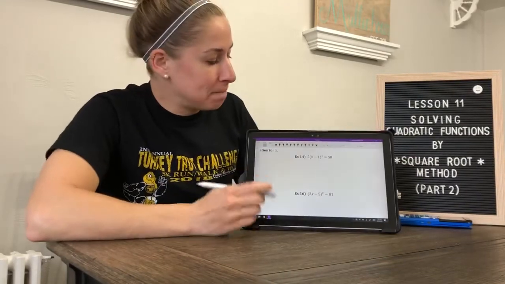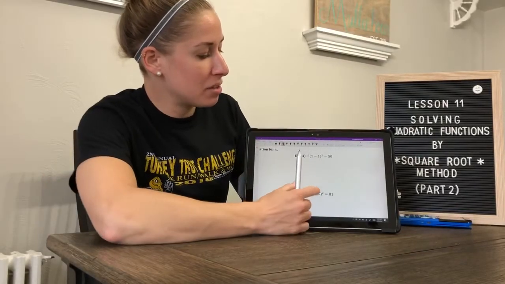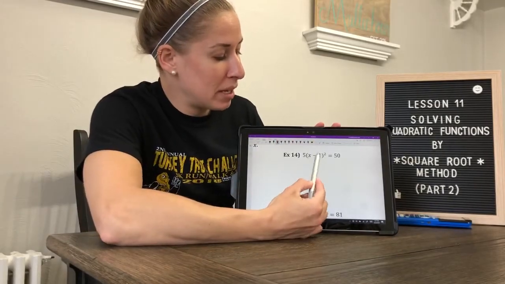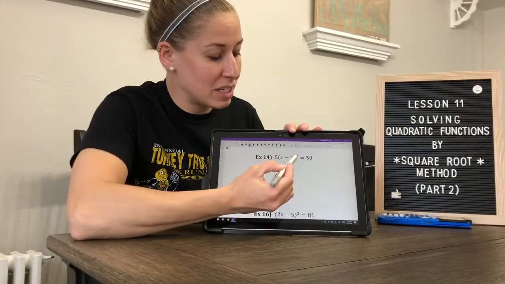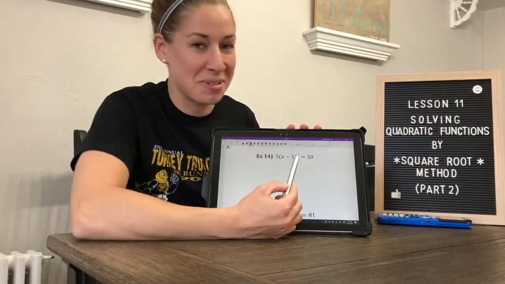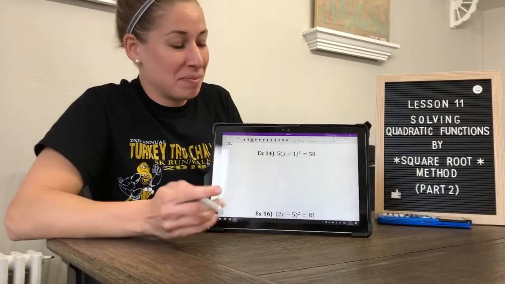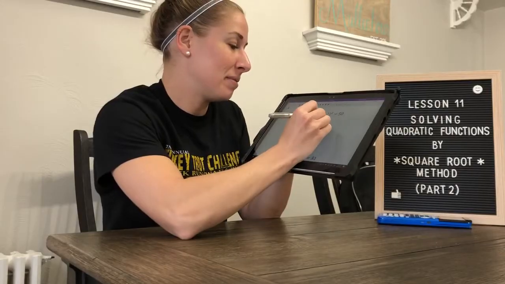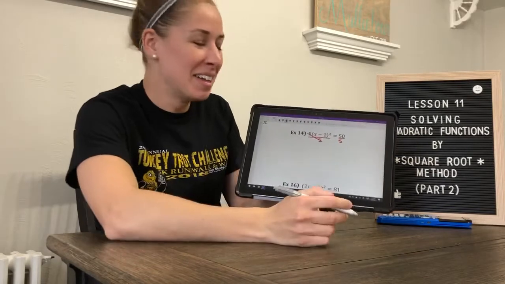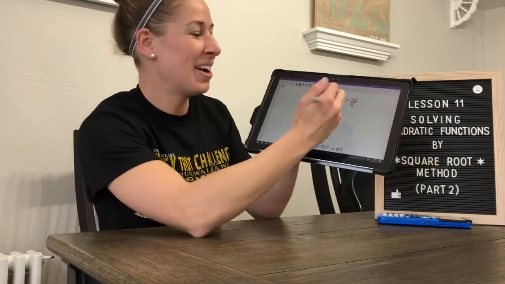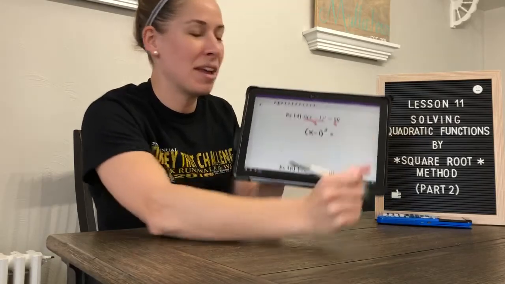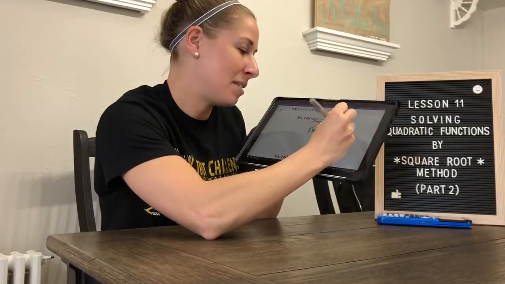All right, example 14. 5 times the quantity x minus 1 squared equals 50. So this is what I was talking about, where it's the part being squared. So this whole thing is being squared, so we want to isolate this whole thing. So it's 5 times this whole thing. So to undo that, we would need to divide both sides by 5. Okay, so then on the left side, you're left with the quantity x minus 1 squared equals 50 divided by 5 is 10.